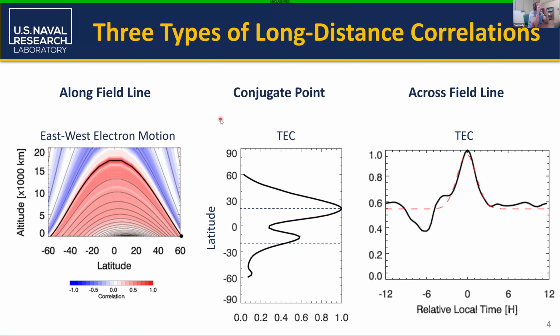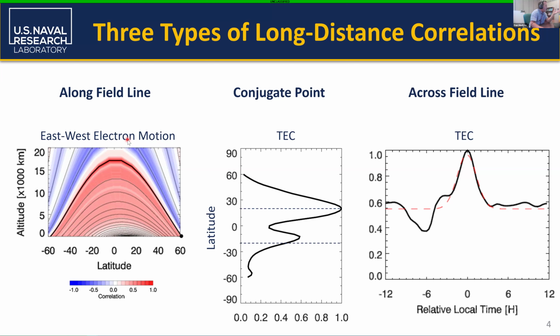And this is a summary of some of the ways that we see long distance correlations in the ionosphere. So one type is what we're calling long field line correlations. And we see this in basically the motion field, in quotes, the winds in the ionosphere.